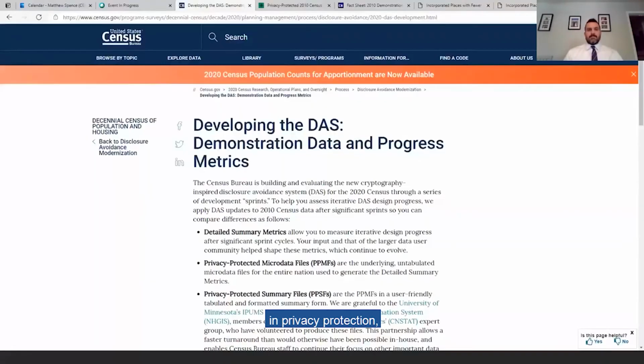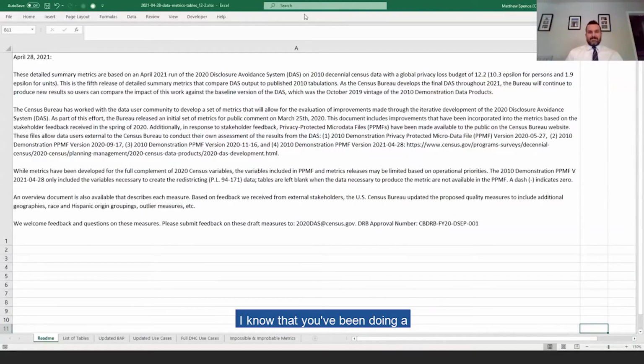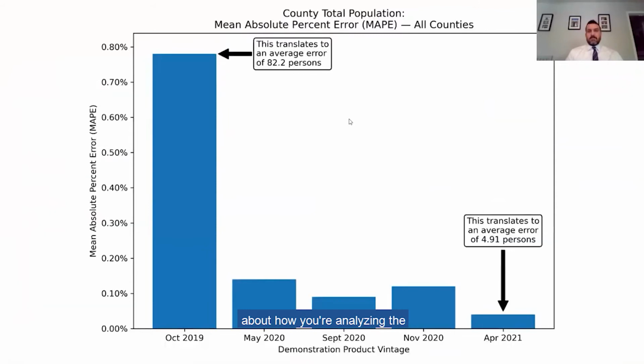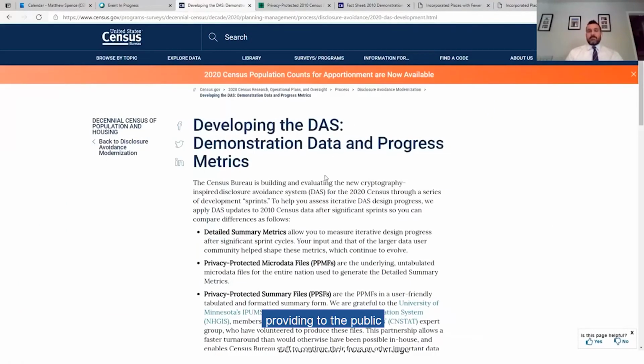Matt, as a person who is both a data user and someone who works for the Census Bureau, and you have a deep investment in privacy protection so that you'll be able to collect complete data and comply with the law, I know that you've been doing a lot of analysis of how the disclosure avoidance system is functioning. Can you talk a little bit about how you're analyzing the data and the tools you're providing to the public to help them do their own analysis?